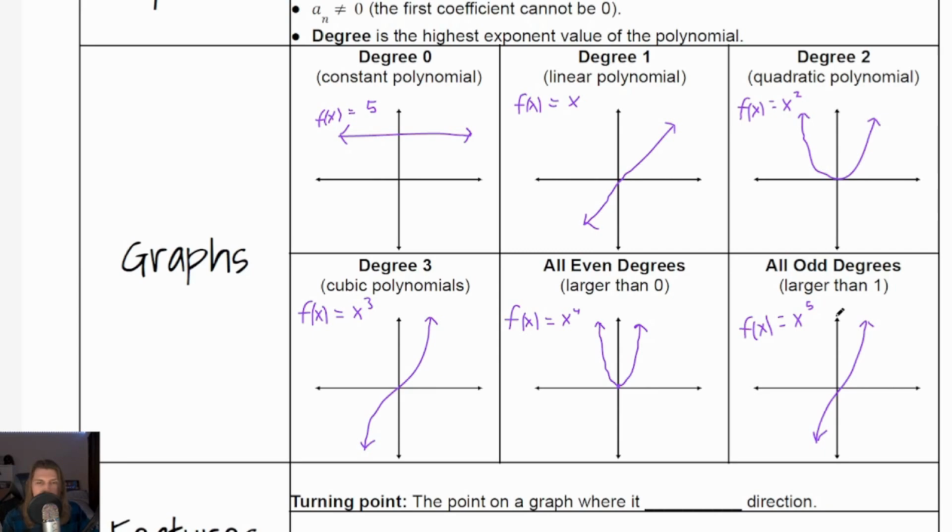They start getting a little crazy when we start adding other terms to them. So if this was x to the 5th plus x to the 4th minus 3x squared or something crazy like that, it will begin to change shape. This is just the shape in its most basic form.